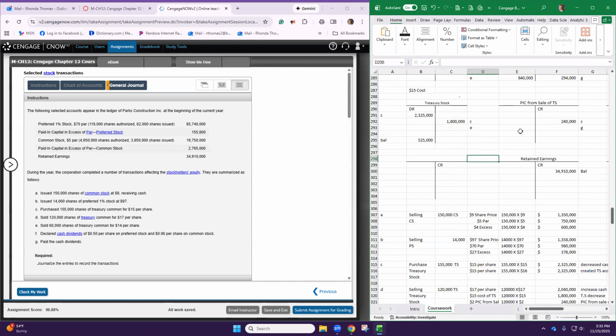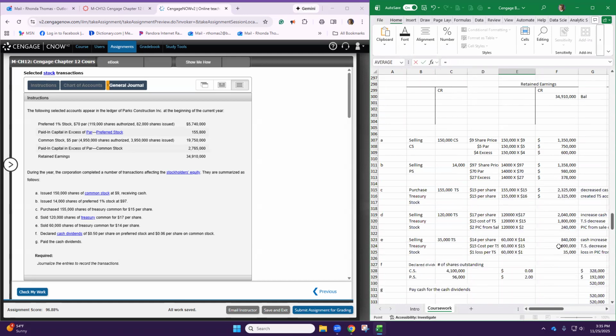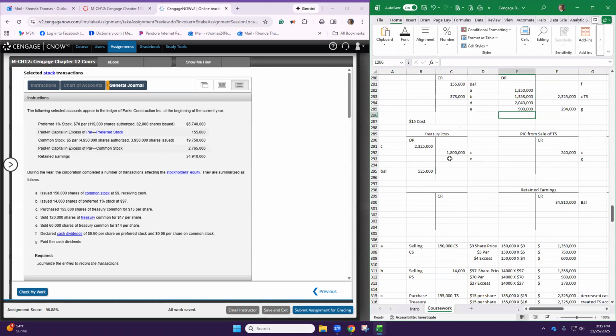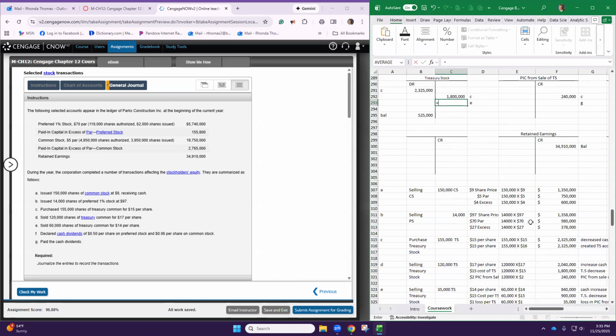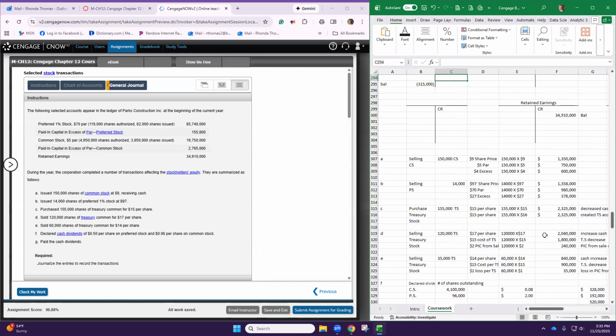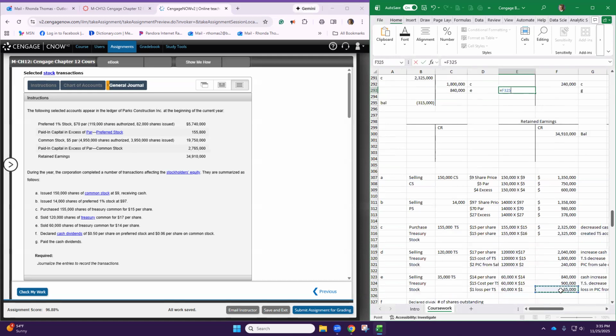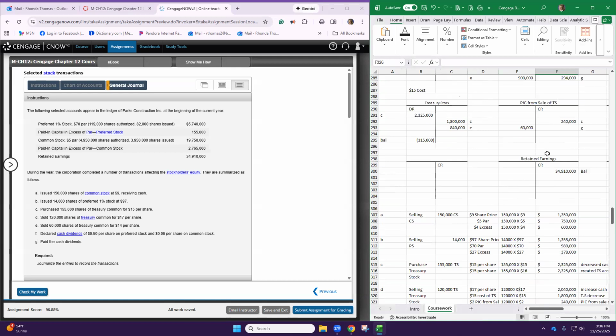Okay, here's where we sit. All right, here comes the cash. Let's get the cash of 900,000. Okay, so then treasury stock is going to go down by 840, and then the paid in capital has got to go on this side right here because we sold it at a loss. Okay, we sold it at a loss, and I need to calculate. So this should be 60,000. There it is.